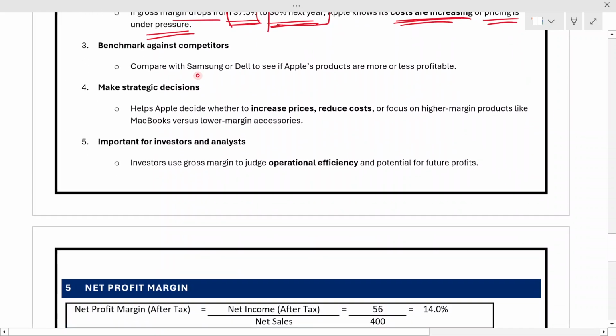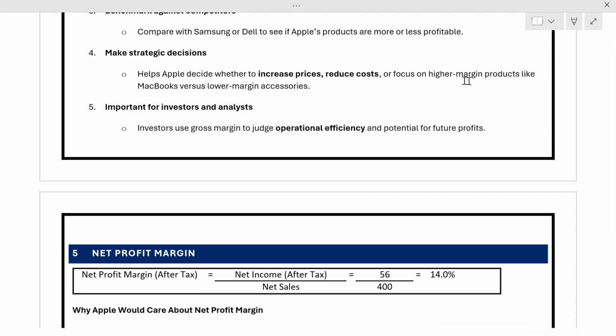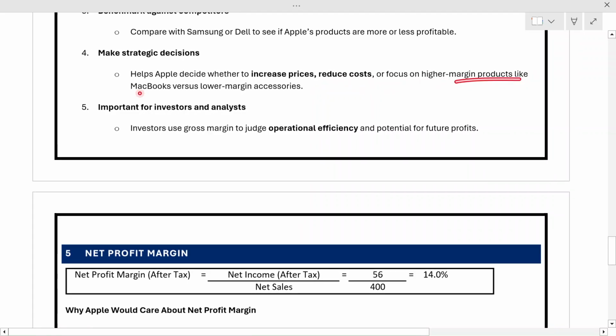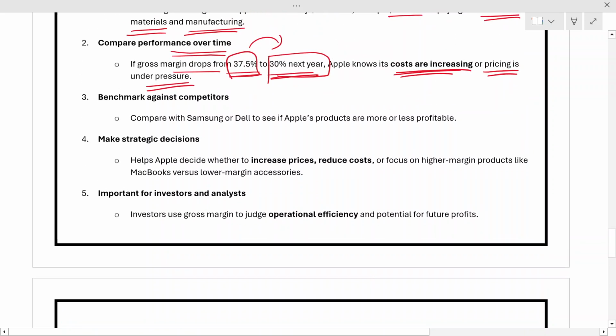The third thing is that you can compare and benchmark with other companies: what is the gross profit of Samsung, what is the gross profit of Dell, and what is Apple's gross profit, and based on that you can determine how well you are performing compared to your competitors. Similarly, other strategic decisions can also be made, such as whether we need to increase the price, reduce the cost, and focus on higher margin products like MacBook versus lower margin products. And finally, investors also require these things to analyze operational efficiencies and to understand how they should go about it.